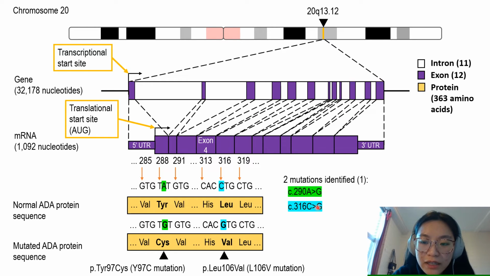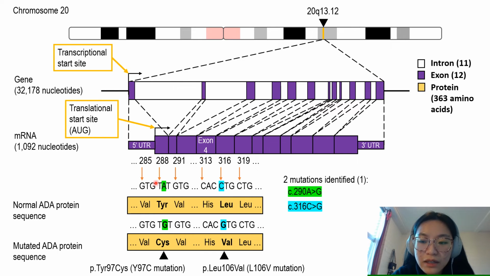The second mutation is the L106B mutation, and this is when a nucleotide C is being replaced by a G at the nucleotide position 316 of the coding sequence, leading to an amino acid leucine being replaced by a valine at the amino acid position 106 in the protein sequence.